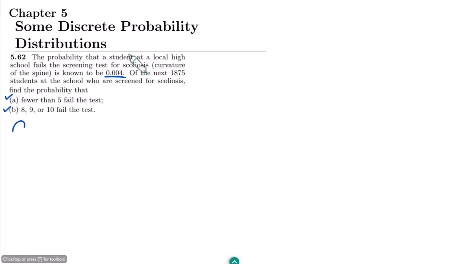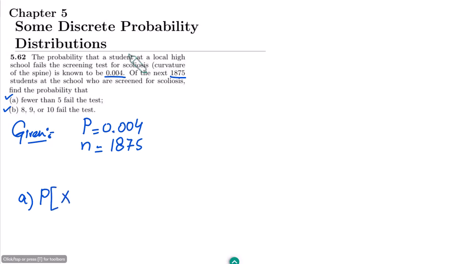Okay, so here let me first write the given data. The probability is given here, which is 0.004. Similarly the sample size is also given, which is n, and this is 1875. On the basis of this, what do we have to find out? Fewer than 5 fail the test means the probability that x is less than 5, which is the same as the probability that x is less than or equal to 4.